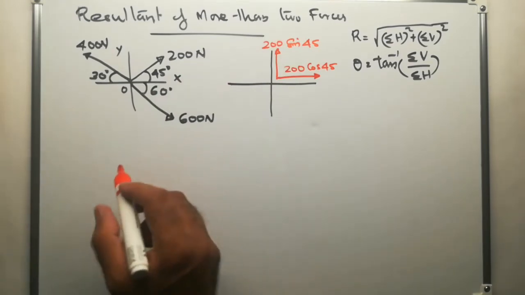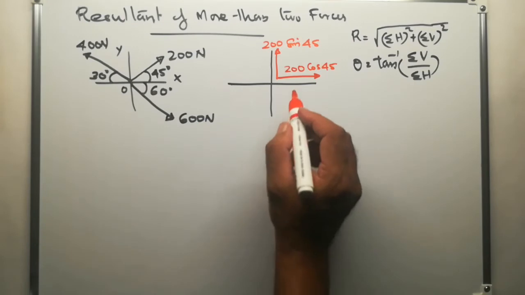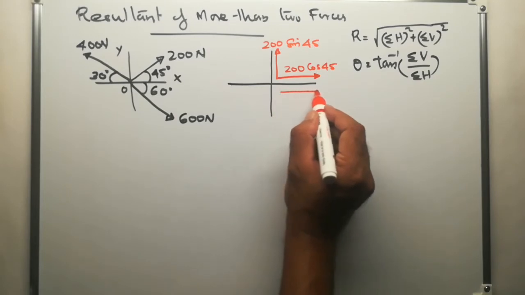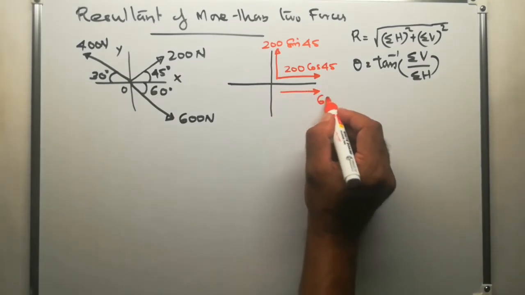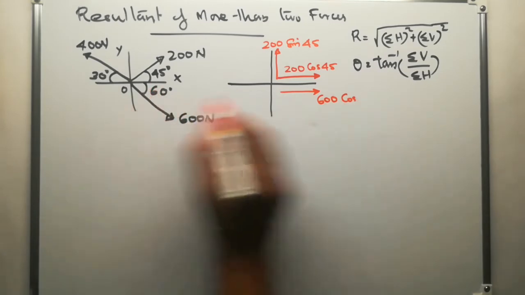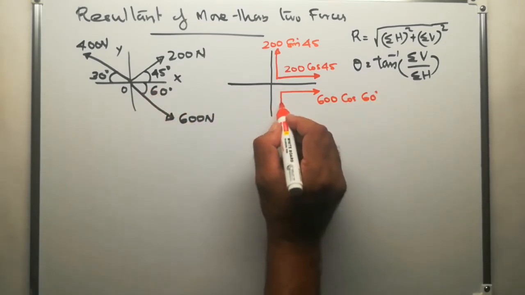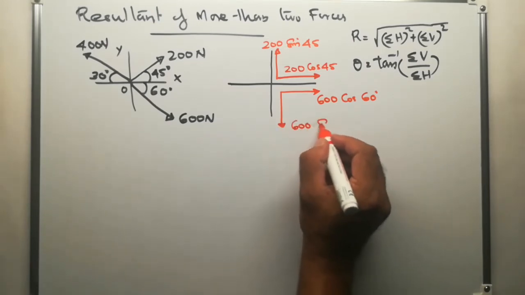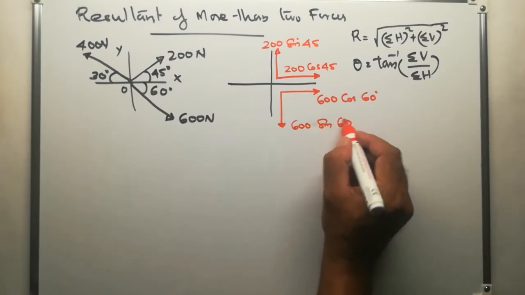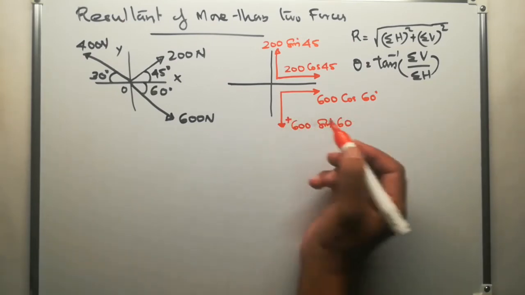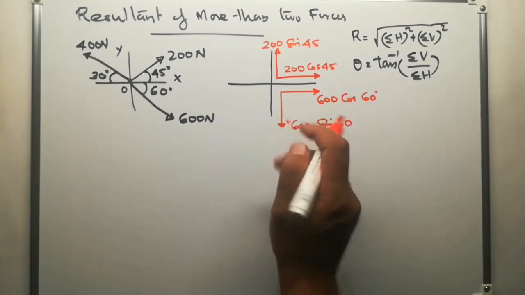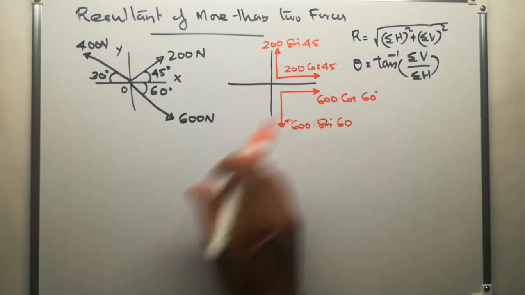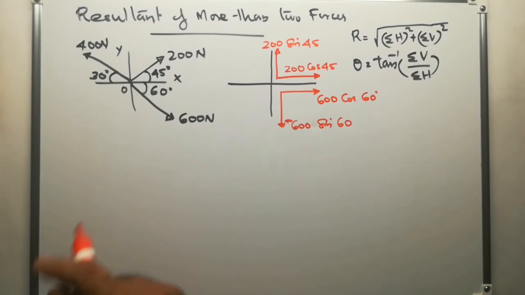Then this second force, say 600 Newton force, is acting like this. So its horizontal component will be like this, which is positive, and it is 600 cos 60, and the vertical component will be like this and its magnitude is 600 sin 60, but its sign is minus because it is acting in the vertically downward direction. Negative or minus 600 sin 60.